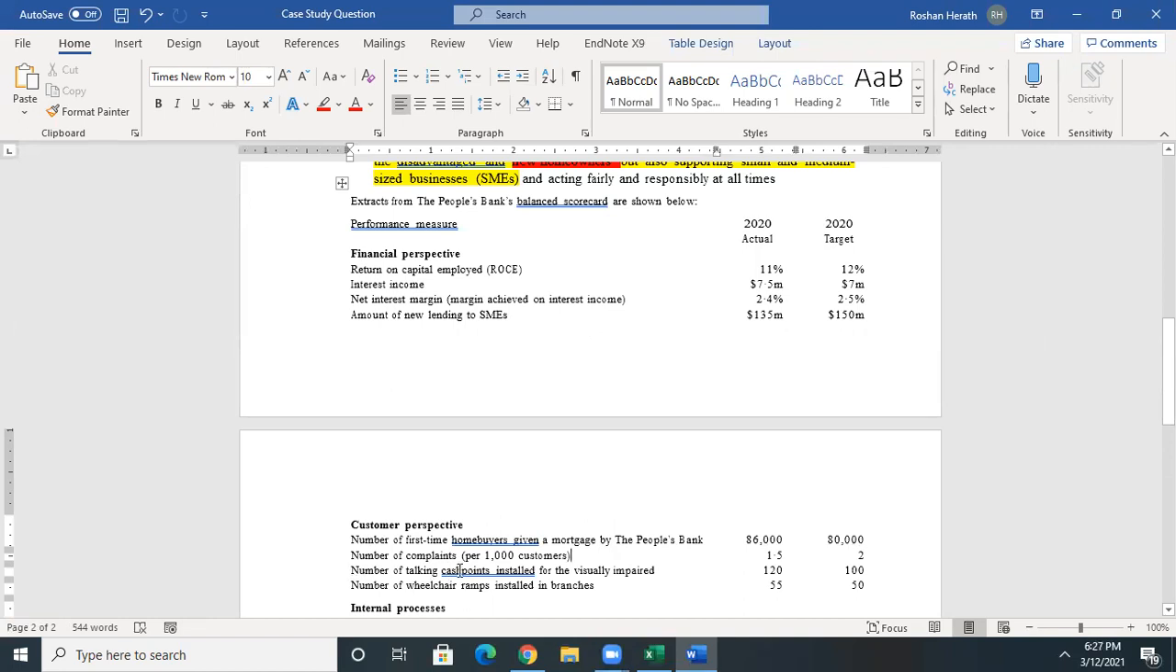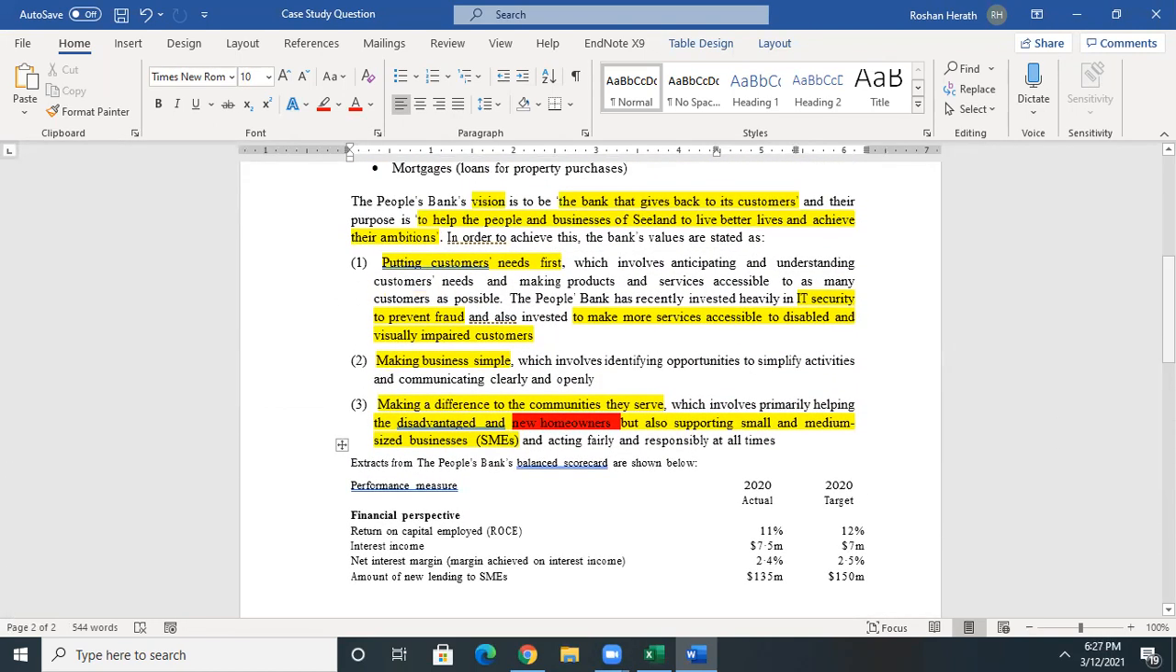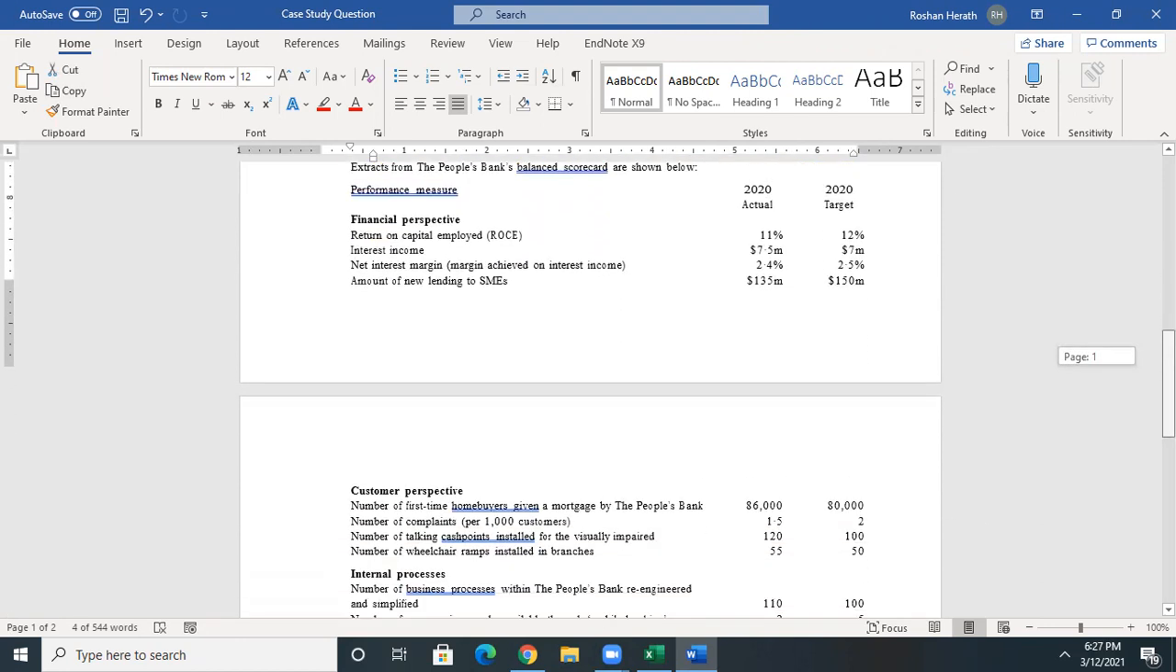You have established more cash points, which are talking cash points. So they can simply go and talk and get their money. So therefore, you are supporting these visually impaired customers. In that way, you are even achieving your first value, putting customer needs first. You are in that direction.